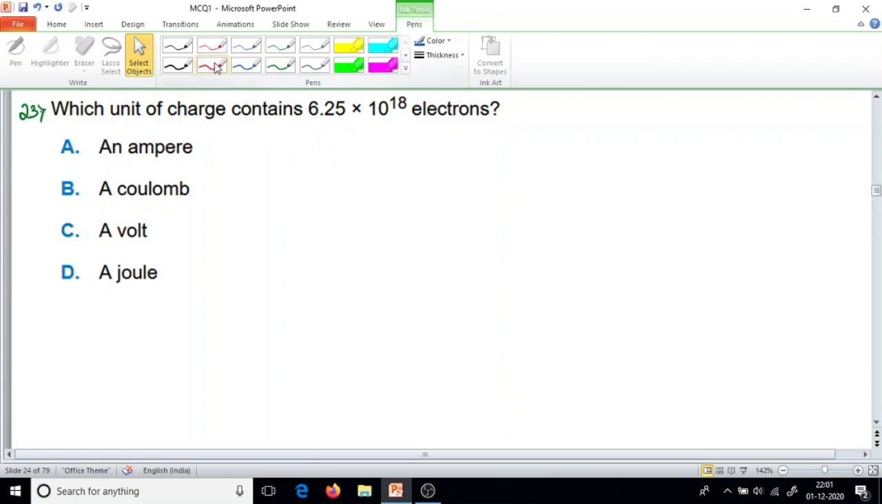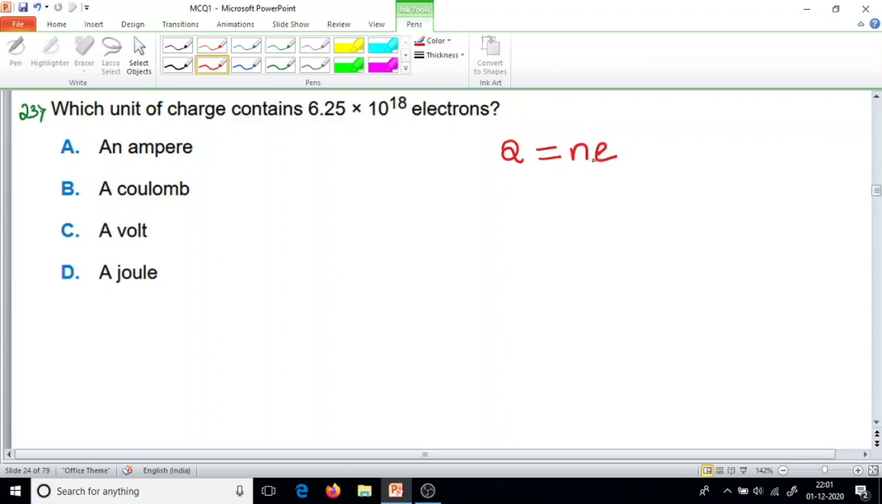Question number 23. Which unit of charge contains 6.25 into 10 to the power 18 electrons? Electrons can be removed from a material or added to a material in discrete numbers only. We cannot take half of an electron. You have to take a complete electron. Now, what is Q? Q is the charge in coulombs, equal to the number of electrons multiplied by electron charge.